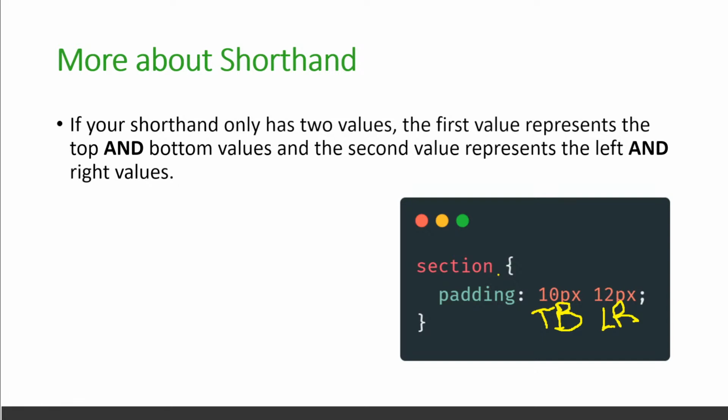So the first value gives me my padding value for both the top and bottom. So I'm counting it twice if I'm doing the math right, because it represents both of those, and then the left and the right.